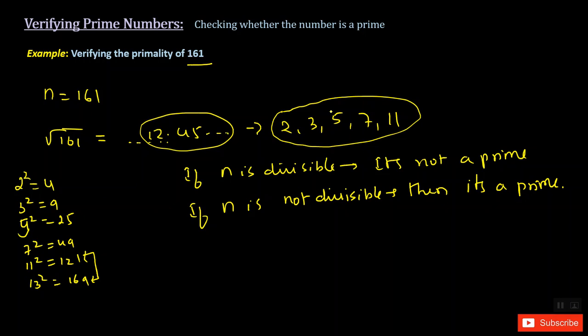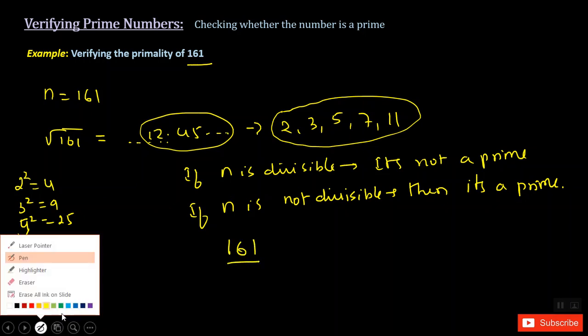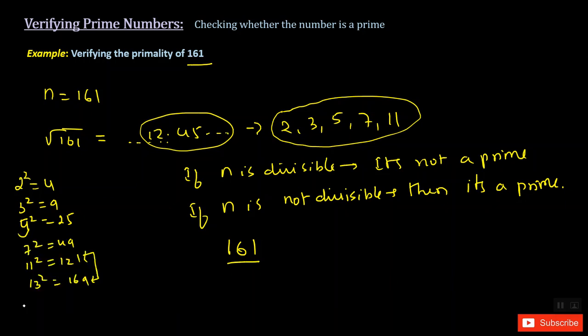Now let's check whether it is divisible or not. How do I verify whether 161 is divisible by these numbers or not? Look at which numbers are divisible by 2: any number ending with 0 or multiples of 2. I'll be uploading my next video, which clearly explains the divisibility rules and shortcuts like finding the square root and all.